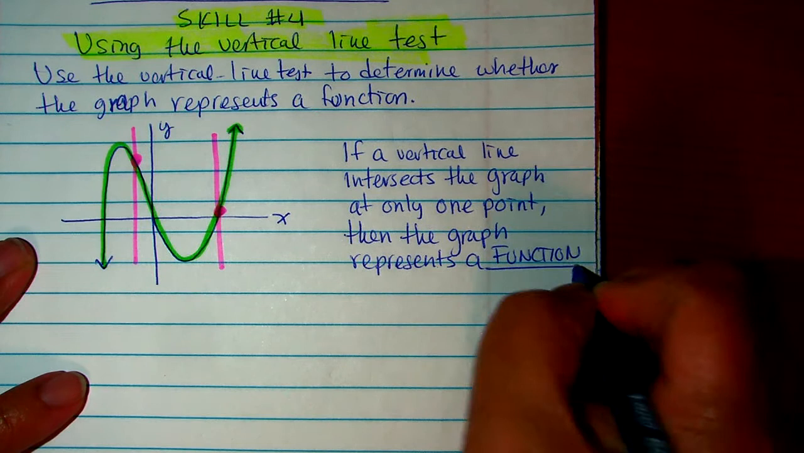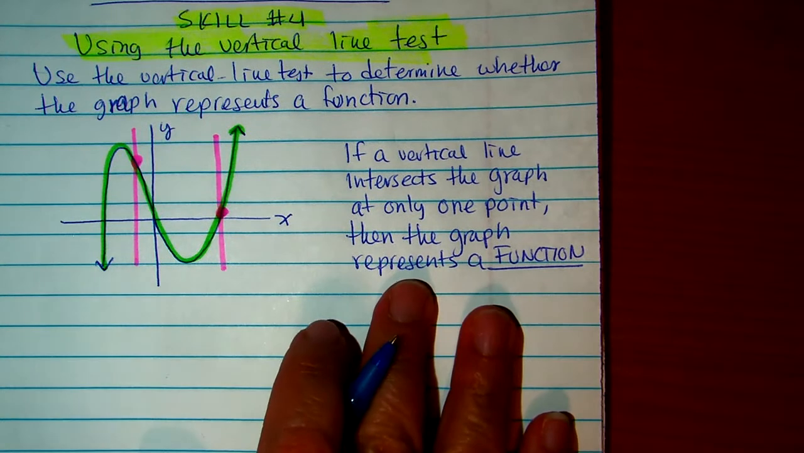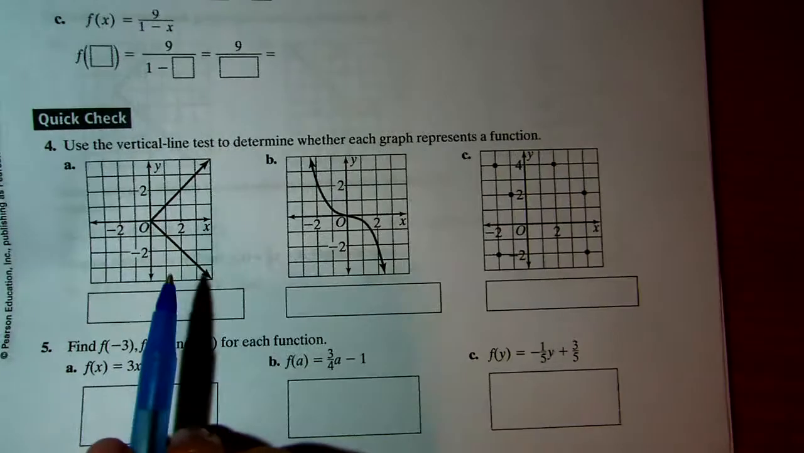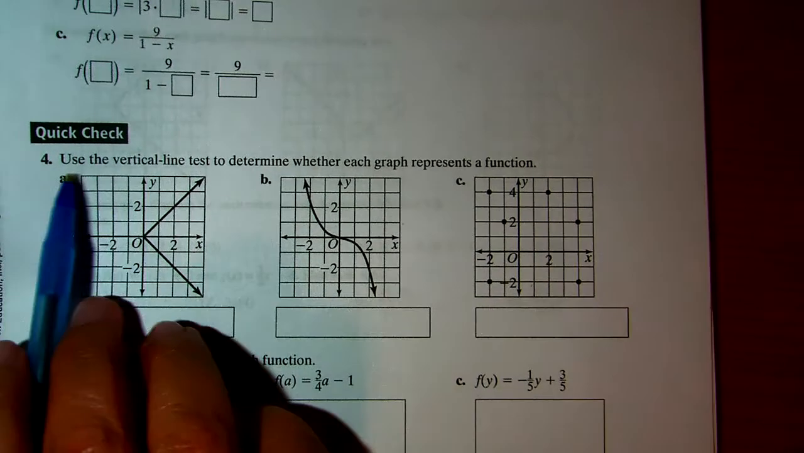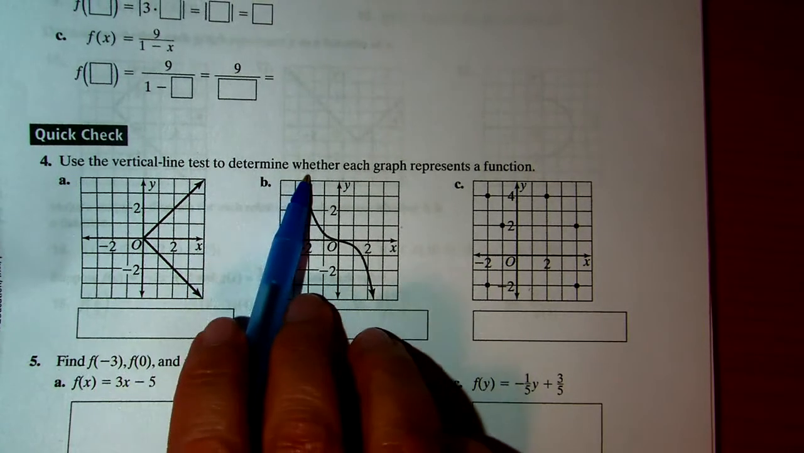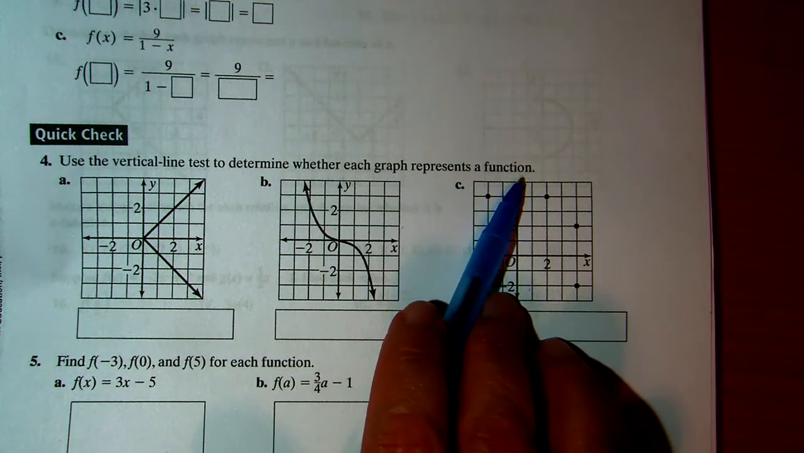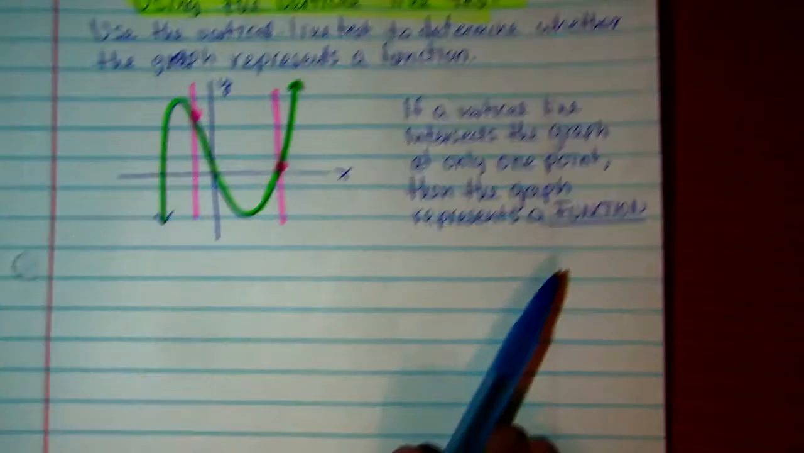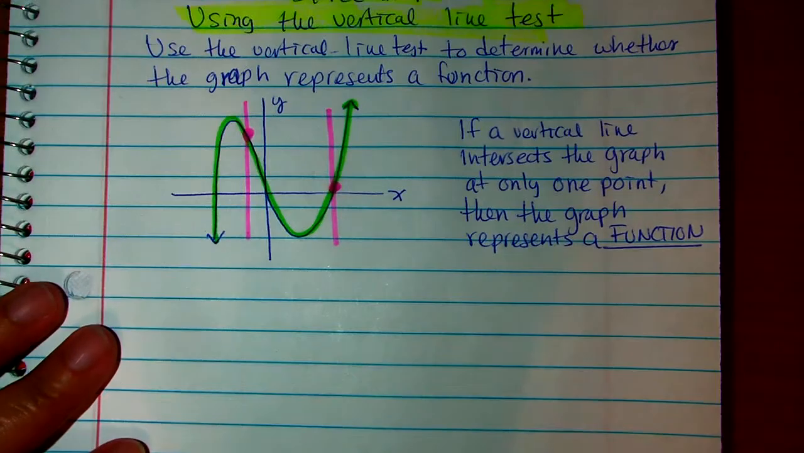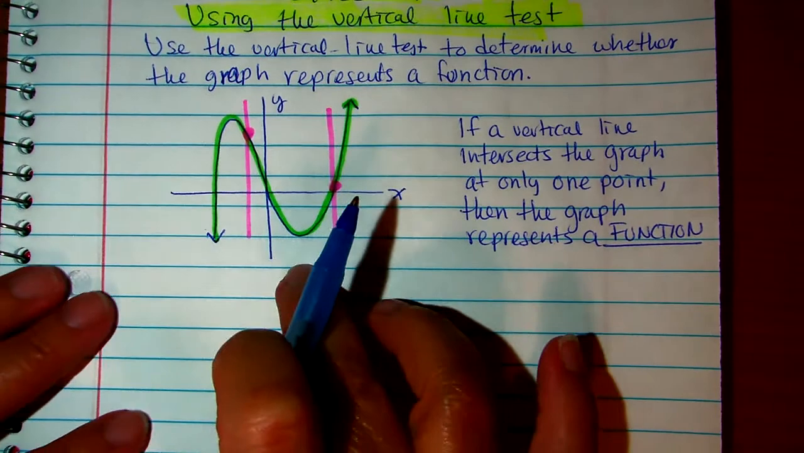Okay, so it is a function. Over here we have 3 examples where we have to use the vertical line test to determine whether each graph represents a function. Immediately after this example, I'm going to do the quick check of skill number 4.